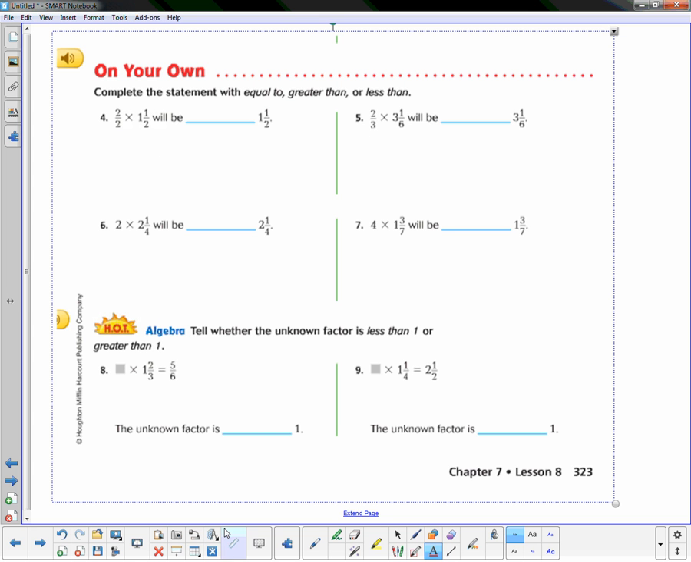I want you guys to go ahead and actually do all of these. Number 4, 5, 6, 7, 8, and 9. These ones are really hard ones because you have a missing one and you're going to say, wait a minute, I got a less one here, so what did I times it by? Less than 1 or greater than 1? So I'm going to go ahead and do those 6 problems today.